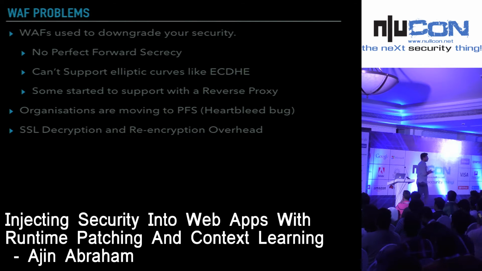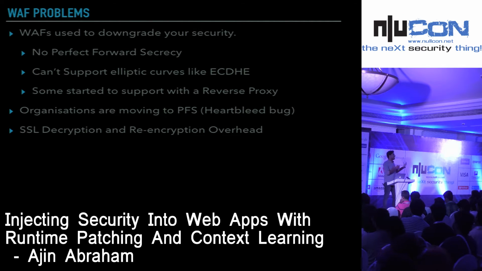Another reason is the bug Heartbleed, which you have heard about. Heartbleed is a really critical bug that allowed an attacker to leak out your private key. So if he gets the private key and has captured the previous traffic, he can decrypt your data in theory. So organizations actually want to move to PFS, but your security product is not allowing you to do that. Again, there is a headache of SSL decryption and re-encryption. It's not really a big deal, but it's a deal. When you have crypto like ECDHE, it is very expensive in terms of computation.